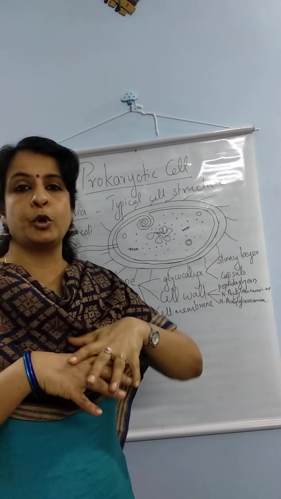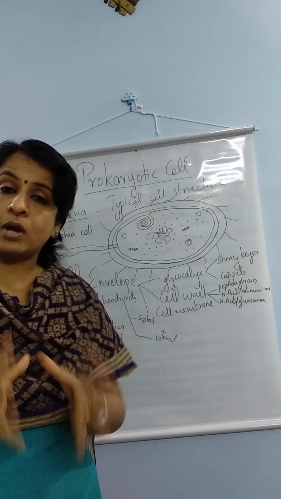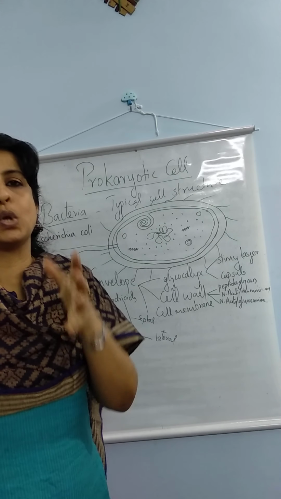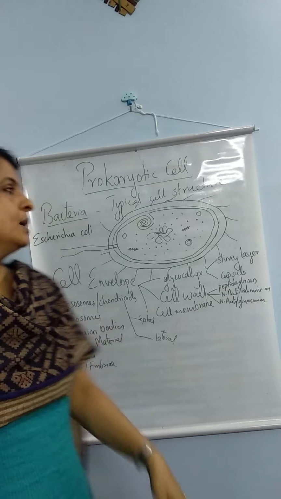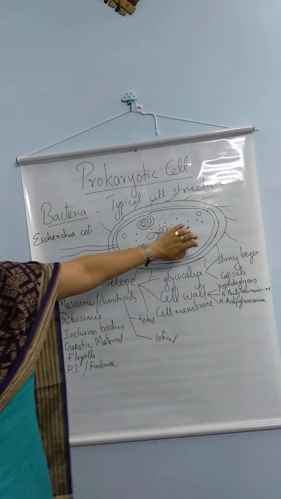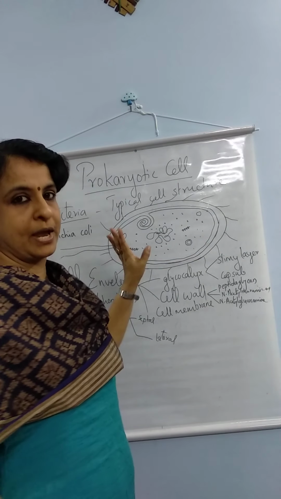Typical means we have not considered many individuals, or rather something with a characteristic feature that the majority have, that is what we call as a typical. So we can explain this or take this as a typical cell structure of a prokaryotic cell.